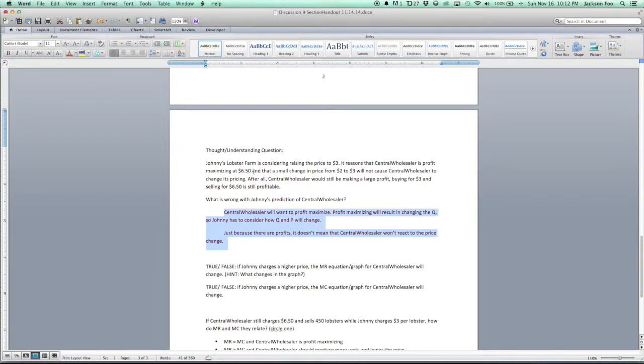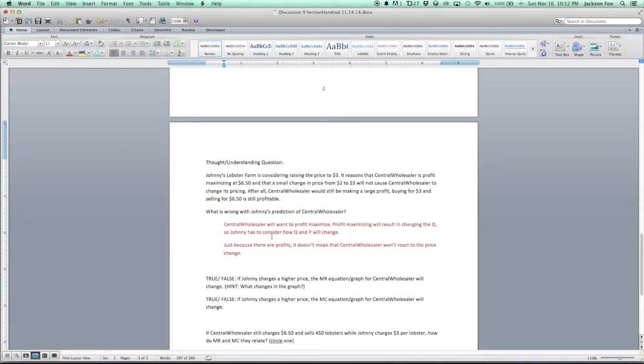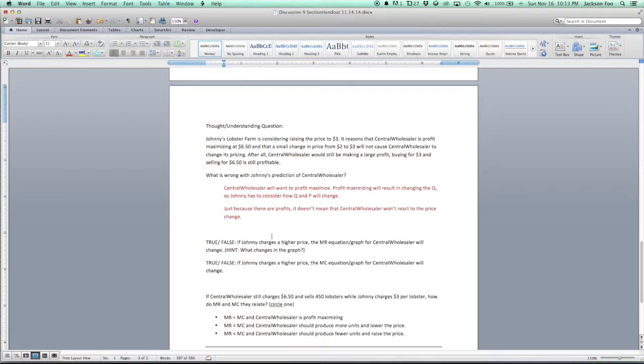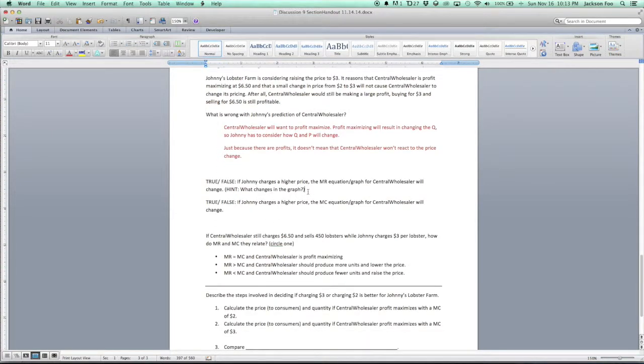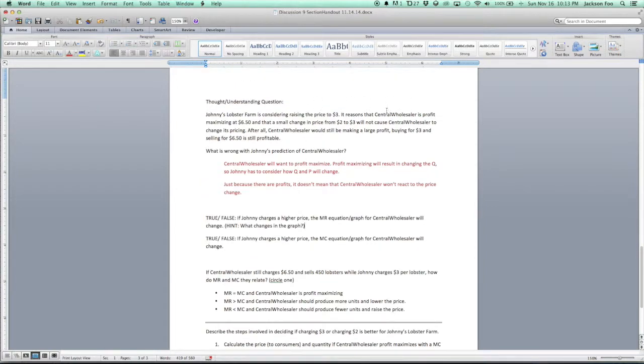Okay, let's make this red. It's important that you understand this to understand double marginalization. So you see, Johnny actually has a potential say in how much central wholesaler is willing to sell. And that affects his own profits, his own revenues, and his total costs as well. Okay, so let's move on. If Johnny charges a higher price, which we've discovered here, the MR equation and graph for central wholesaler will change. So will this change?